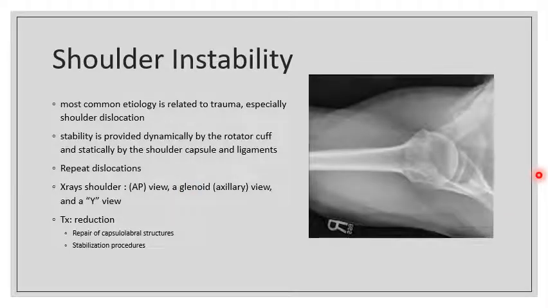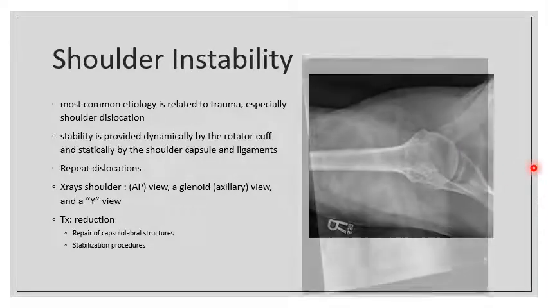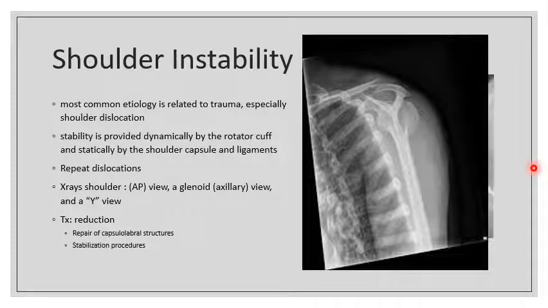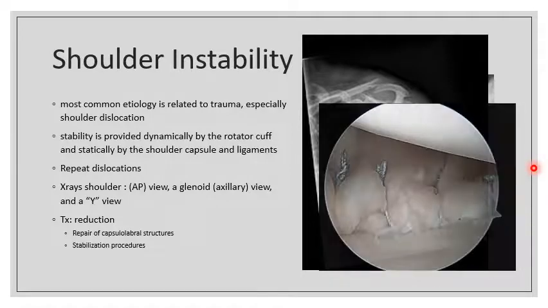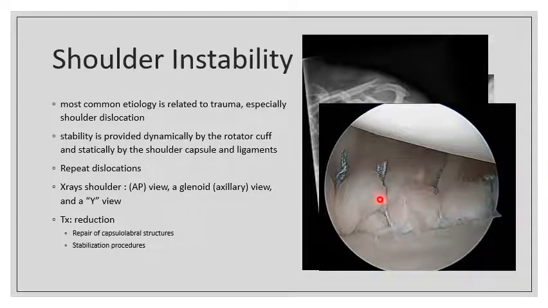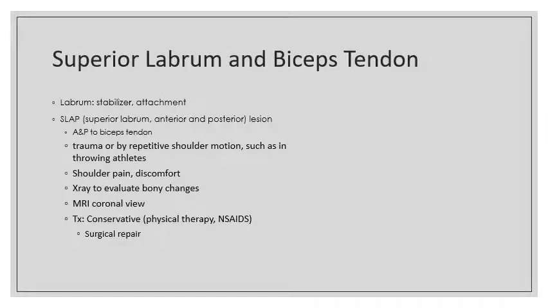This is an example of an axillary view. This is an example of a Y view. So what we do is a Bankart repair. There's a tear here, so we do a repair. We suture it back in place. This is the repair of the capsule and the labrum. And some would do some stabilization procedures.